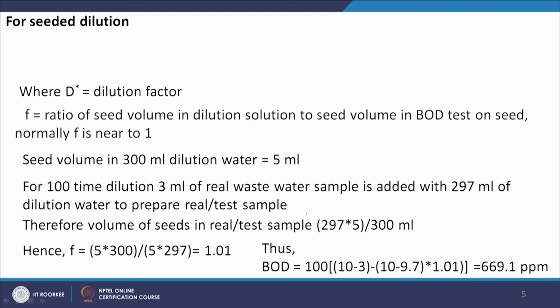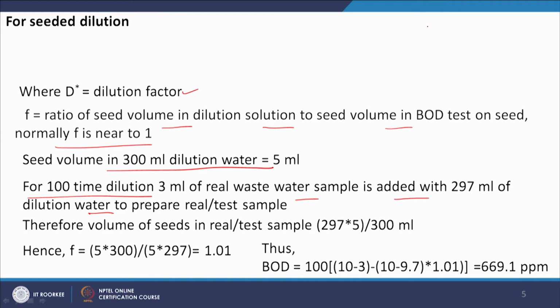For the second case, when seeding is done, in that case D is the dilution factor and F is there, another factor that we have to consider. So, F is the ratio of seed volume in dilution solution to seed volume in BOD test on seed, and normally it is near to 1, we have discussed in our previous class. Now, here we will see. So, as per the statement, seed volume in 300 ml dilution water is 5 ml and for 100 time dilution 3 ml real waste water sample is added with 297 ml of dilution water.